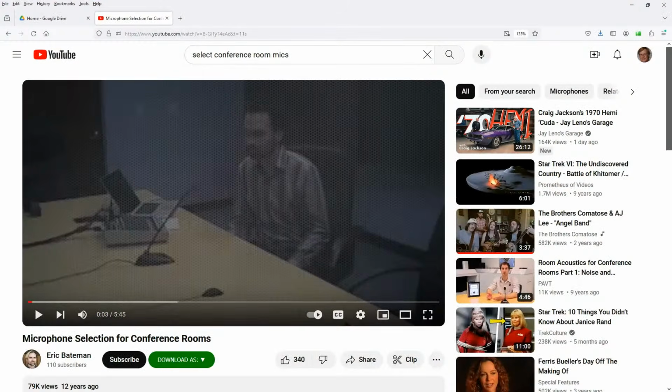Okay, microphone selection for conference rooms. This is something that Eric Bateman did. You can see it's done 12 years ago. This is before we had the beamforming ceiling arrays. And he goes between a gooseneck and a boundary and a couple of different ceiling mics. What's interesting, and he balances the levels really well, is as he goes from the ceiling mic back to the gooseneck, you can actually feel yourself relax because you're not having to strain as much to hear.